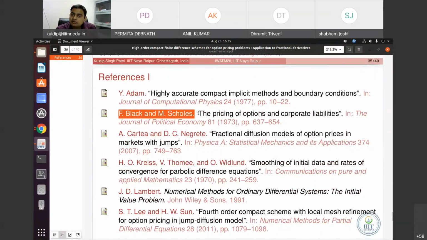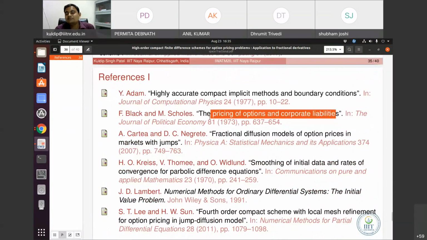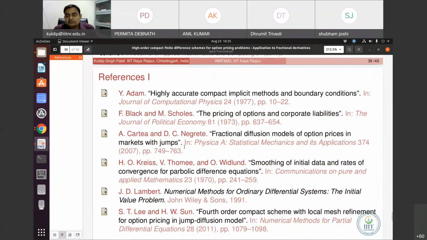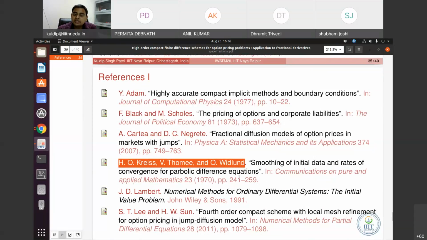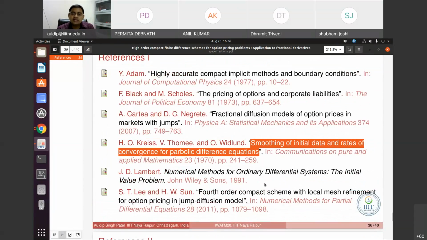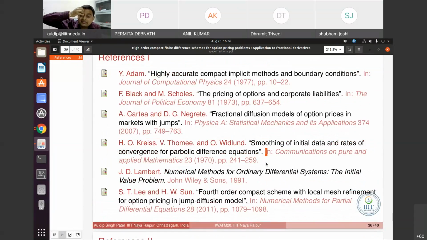The Black-Scholes paper, all of us are aware of, because this is the seminal paper with 50,000 citations, I would say. Then Cartea and del-Castillo-Negrete, this is also a highly cited paper. As I said, this is the first paper which talks about the space fractional Black-Scholes equation, and the line I'm reading is from this paper only, that it is an alternative approach. Then there is beautiful work by Vidal Dami: smoothing of initial data and rate of convergence. Those who are working in PDE and struggling with the rate of convergence because of the non-smooth initial condition can go with this paper and see if something can be done.